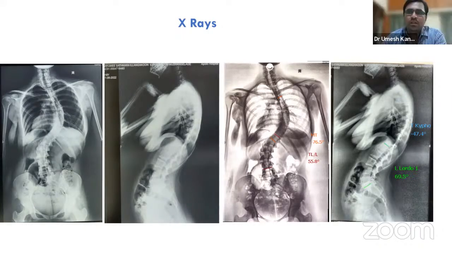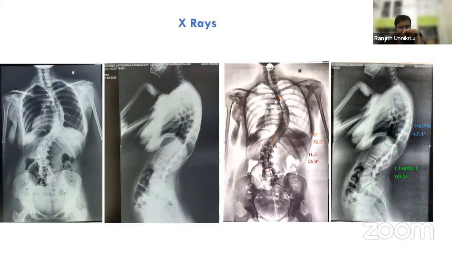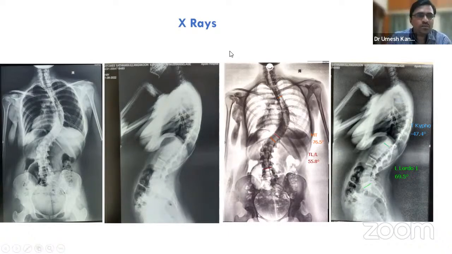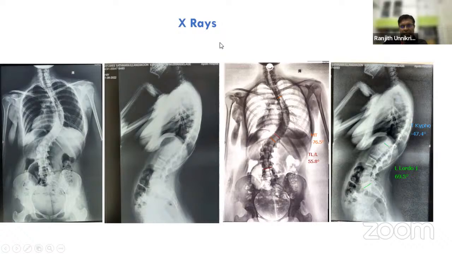Yes. And the lateral whole spine X-ray, sir, the thoracic kyphosis measures around 47.4 degrees with a lumbar lordosis of 69.5 degrees. Was it planned in the standing view or this view? Sorry, sir. Is it in the standing view or this view? No, it is a lateral view, sir. It is a standing lateral view.